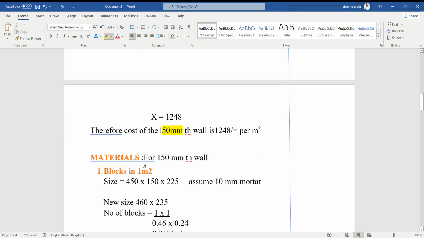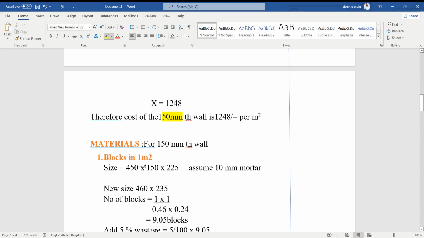Let's look at the materials. Remember, previously we did a tutorial on build-up unit rates for walls, and we did it for, I think, the 200 millimeters thick wall. So the procedure is still the same. Now we are going to find the number of blocks that are in 1 meter square. That is, we have 1 meter length and 1 meter width of that block.